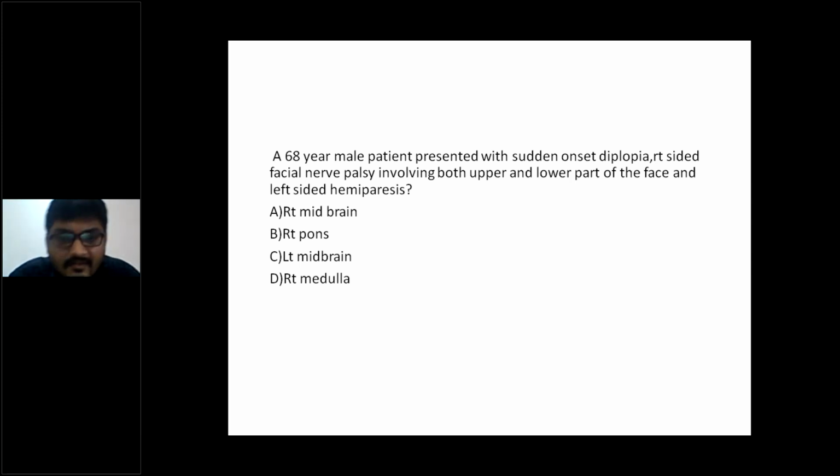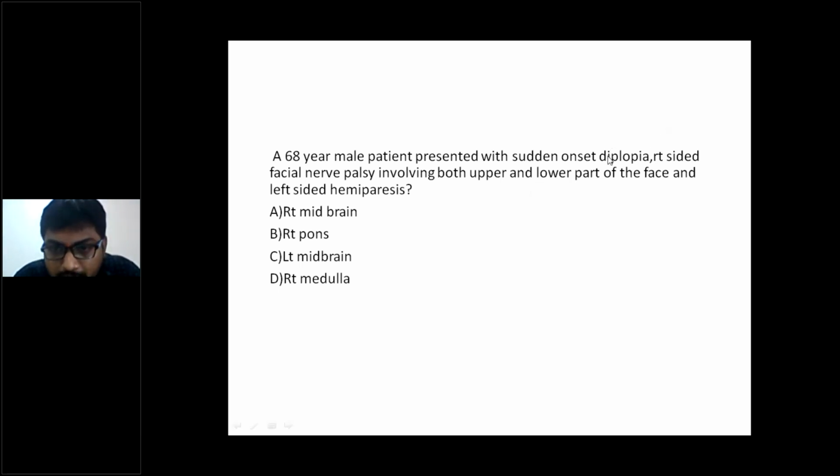See, why have I given sudden onset diplopia? Sudden onset means remember, vascular territory is involved. If it is gradual in onset, it may be some demyelinating disease. Sudden onset is vascular. So right-sided facial nerve palsy involving both upper and lower part of the face, that means lower motor neuron type of facial palsy.